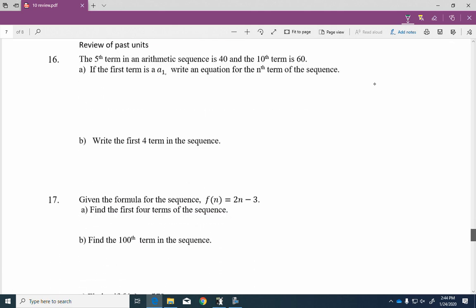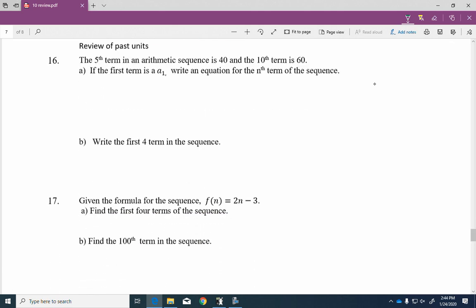And now some review of past units. Almost done. So the fifth term in an arithmetic sequence. Stop right there. I had told you in class that I need you guys to start writing things down when you learn some information. The fifth term. Oh, let's make some marks for ourselves. First term, second, third, fourth, fifth. The fifth term is 40. Okay, this helps me out greatly already, just seeing it like this. It's reminding me that I have to keep on adding on some kind of number to get to 40.